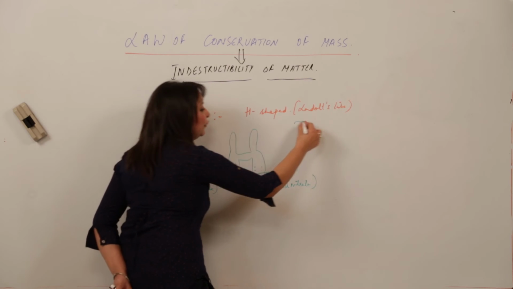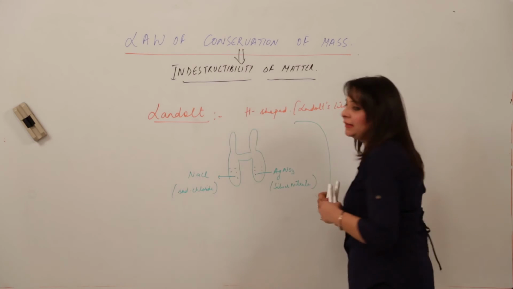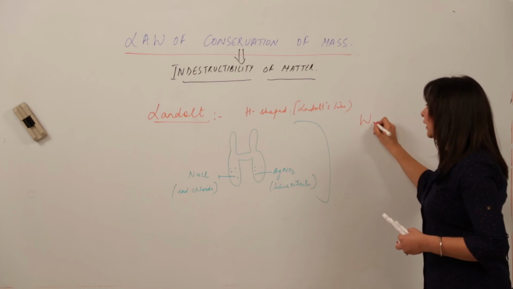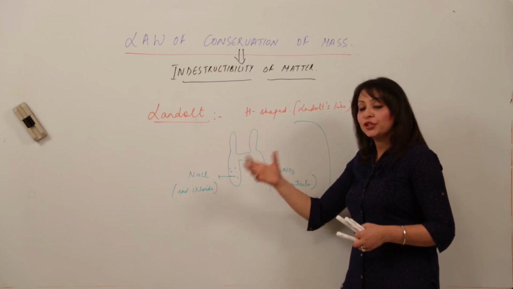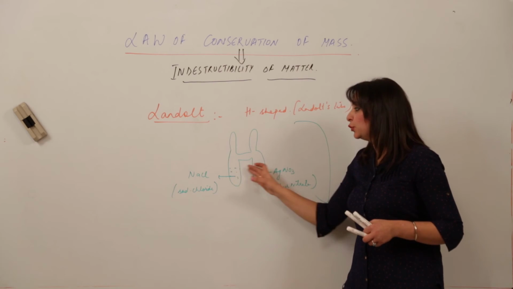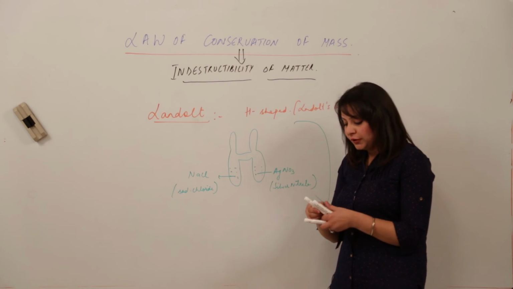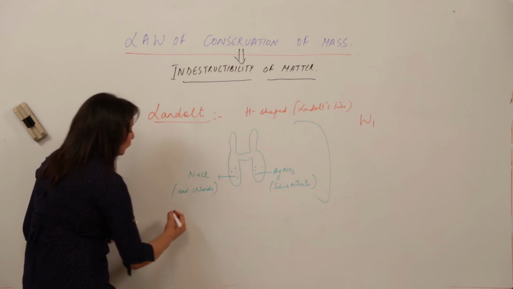What he did was weigh this tube. Let us say the weight comes out to be W1. Then he shook this tube. So what happened? These two solutions got mixed. When they got mixed, obviously they must be reacting. So what was the reaction involved?